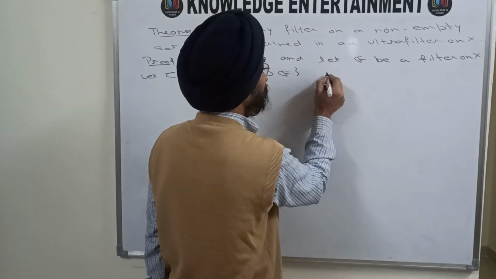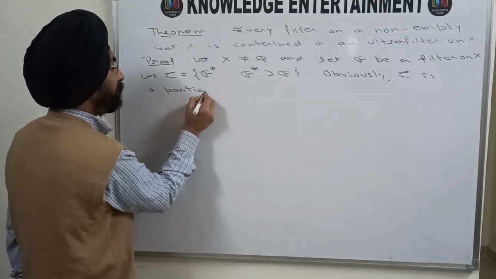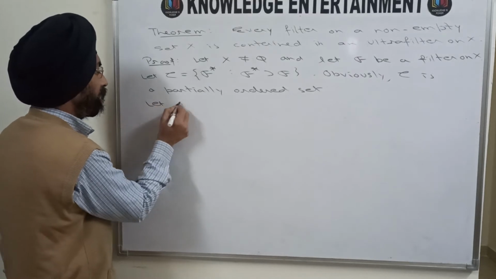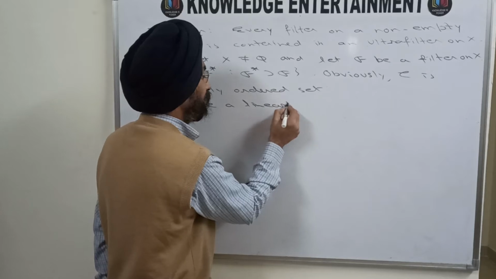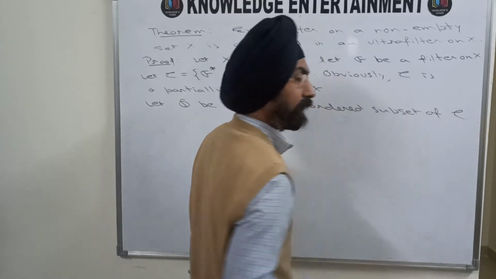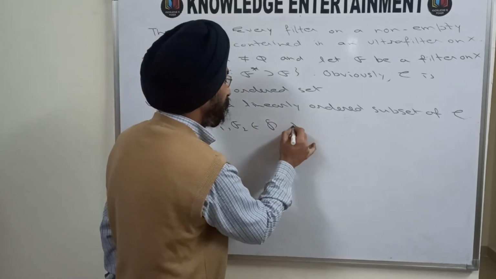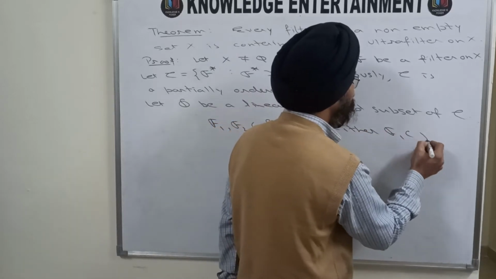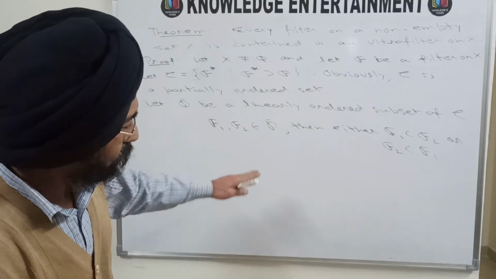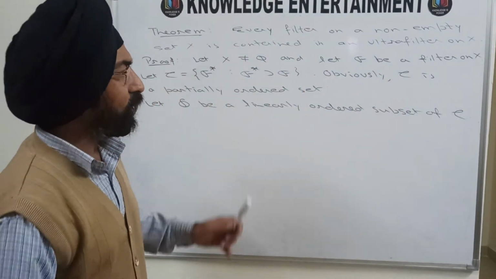Then one thing is obviously that C is a partially ordered set. Let D be a linearly ordered subset of this C. Linearly ordered means if you take two members F1 and F2 from D, then either F1 is contained in F2 or F2 is contained in F1. This is the basic definition of a linearly ordered set. So this I have just written here to tell you what a linearly ordered subset is. So we have taken D to be a linearly ordered subset of C.